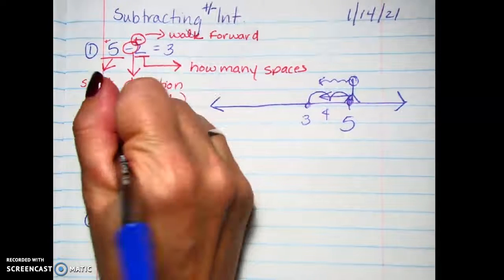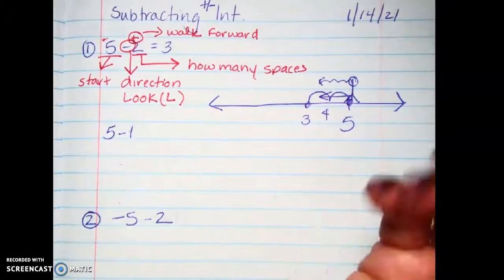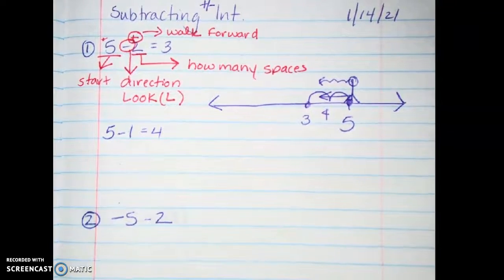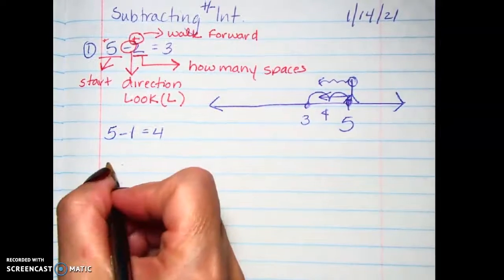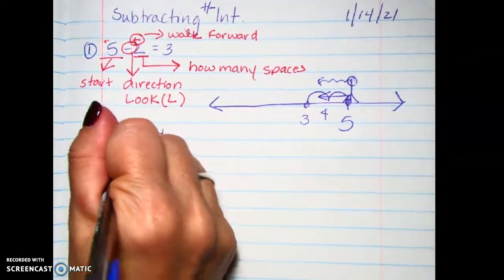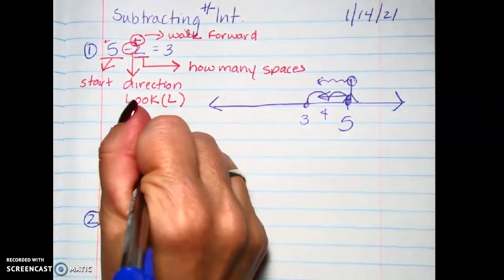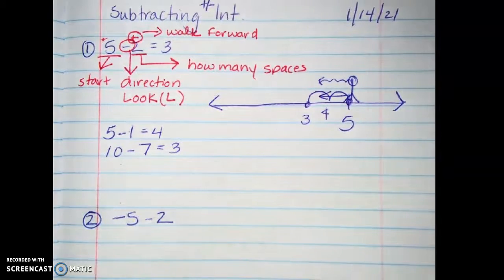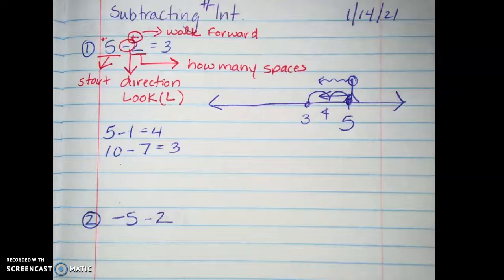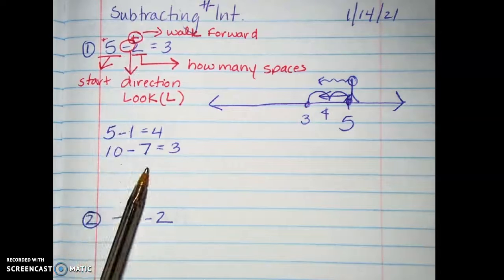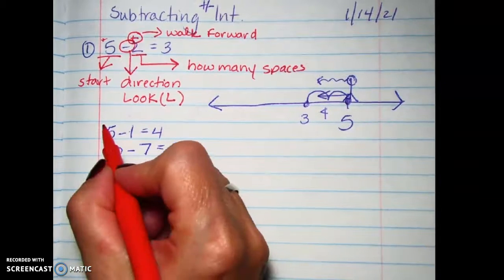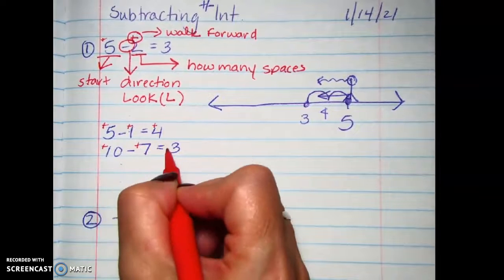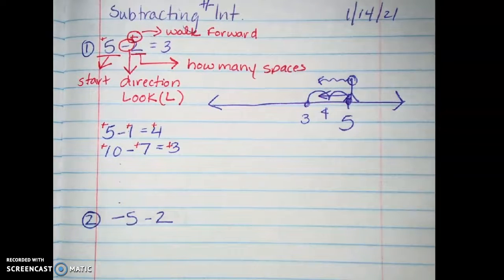Now, you may see other numbers that are very similar to this. For example, 5 minus 1. You guys know how to do that. It's 4. What if I end up with 10 take away 7? I end up with 3. These are things that you've learned in the past, but now we're looking at them as integers. And when we're looking at them as integers, they're positives or they're negatives. And in this case, these are all positive numbers.